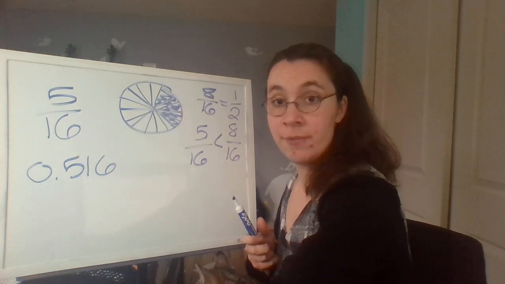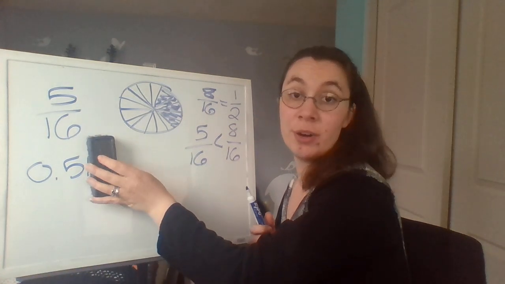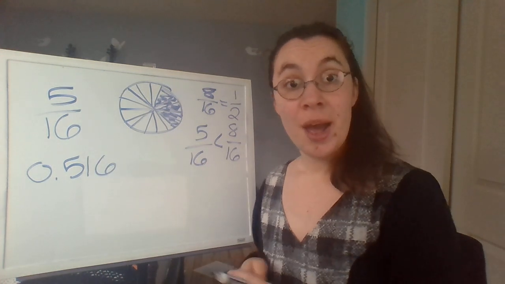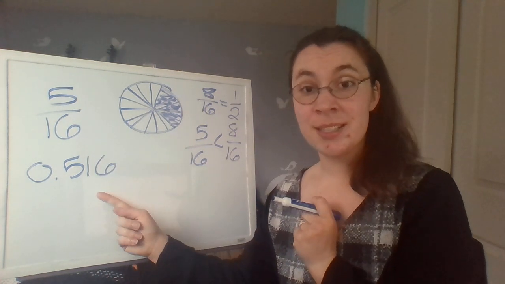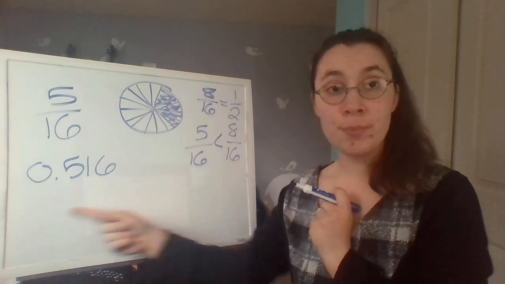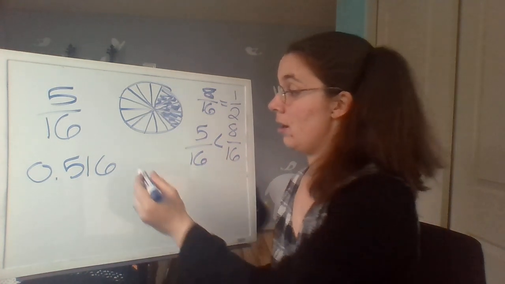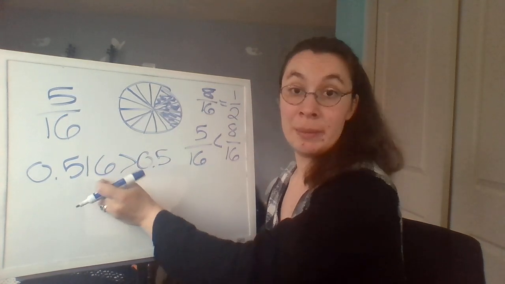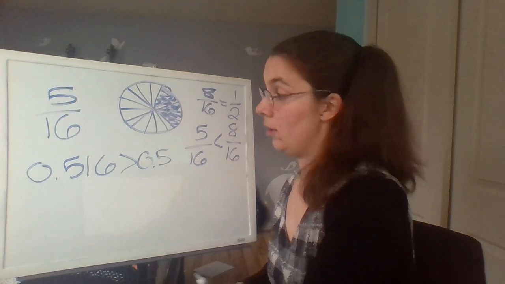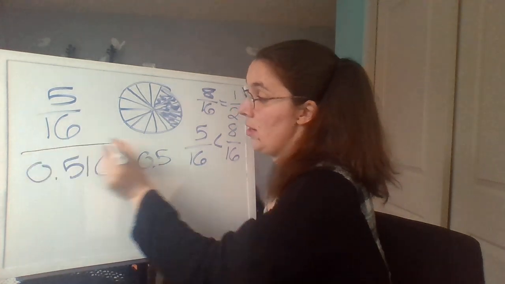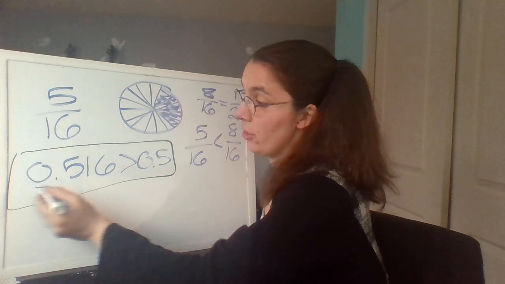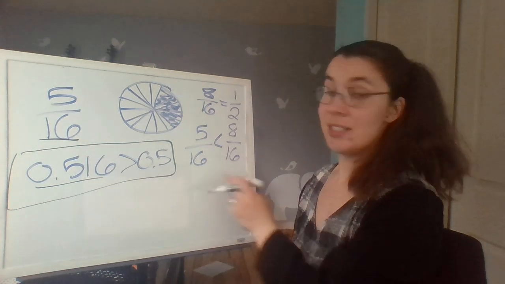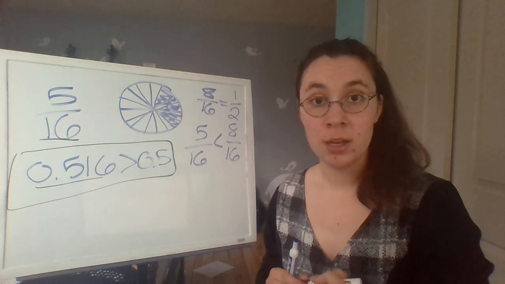So let's look at our decimal here. 0.516. If I covered up the 1/6, I'd have 0.5. As we know, that is 1/2. And 0.516 is greater than 0.5, because it's got a little bit more. So this decimal here is bigger than 1/2. This fraction we've just discussed is less than 1/2.